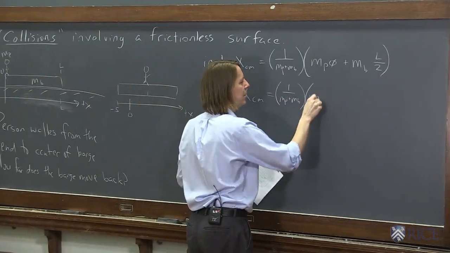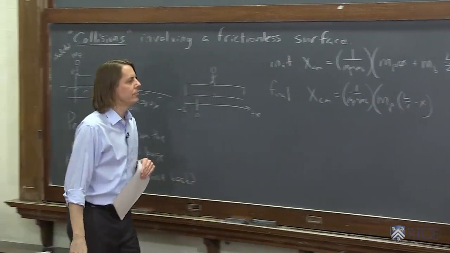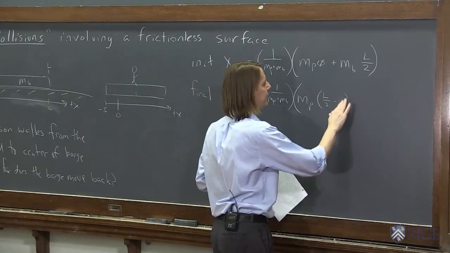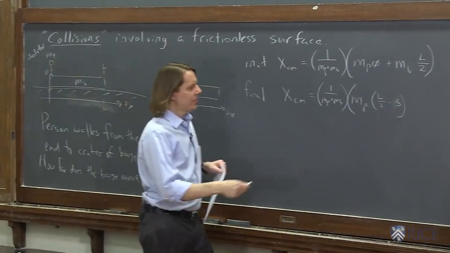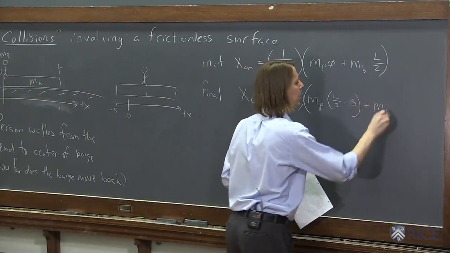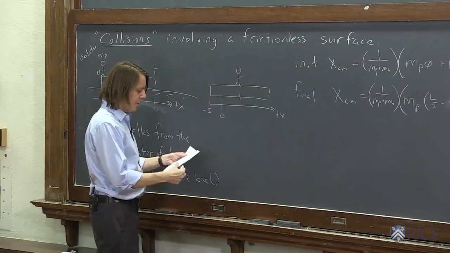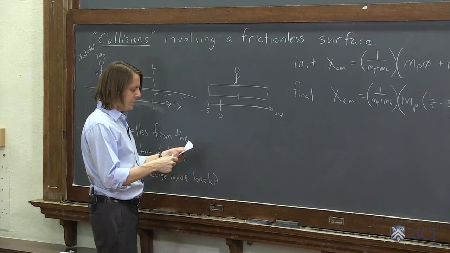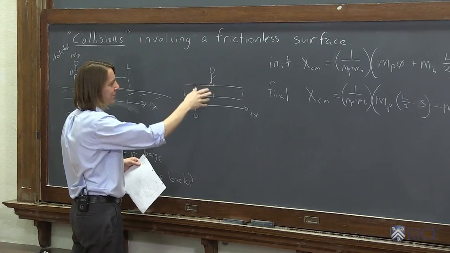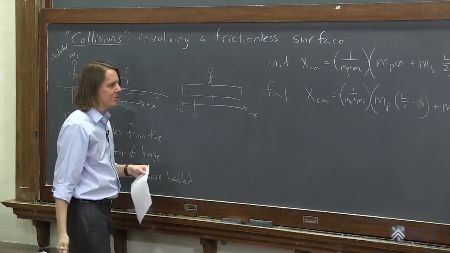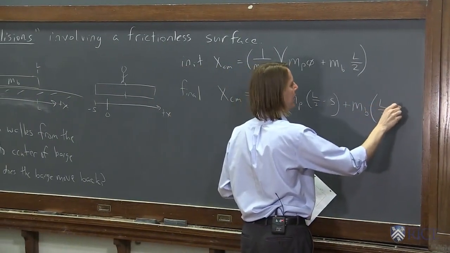So it's mass of the person times L over 2 minus s. That's how far I got. Okay. Plus the contribution of the barge. And let's see, the center of the barge is there. So it is also L over 2 minus s. Yes, I forgot. If I walk to the center, then our masses are at the same place. So mb times L over 2 minus s.